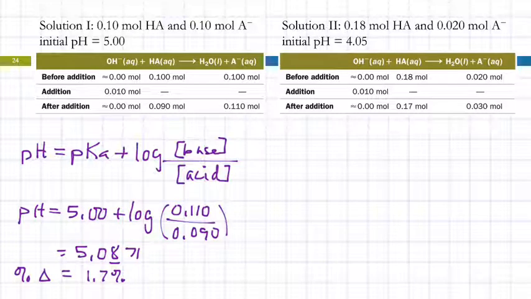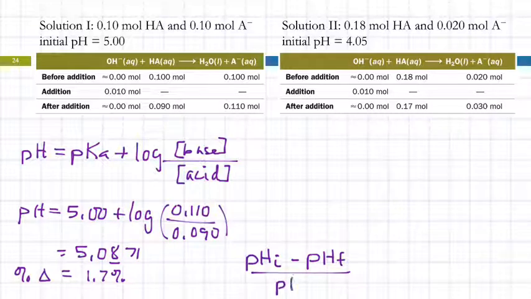Any questions? So I'm looking at the percent change in pH. So the initial pH to the new pH, that difference divided by the initial pH. There's not really anywhere to write that. pH initial minus pH final divided by pH initial times 100. That's going to be the percent change in pH.